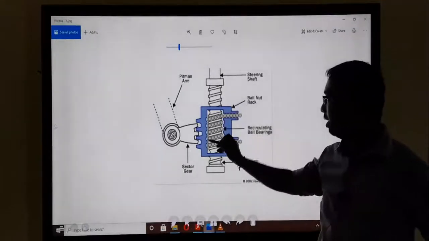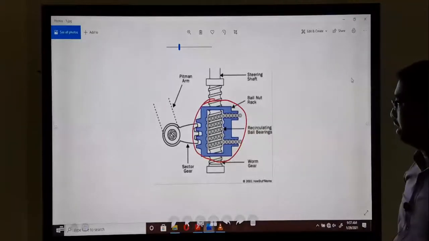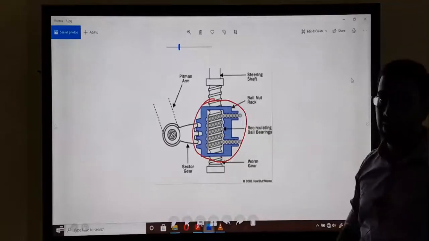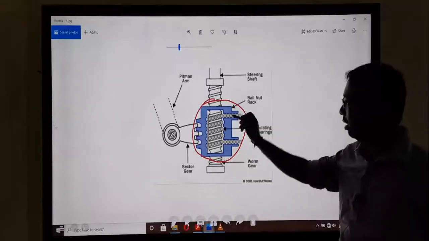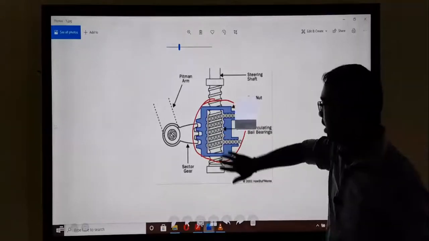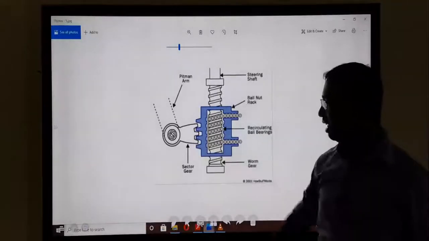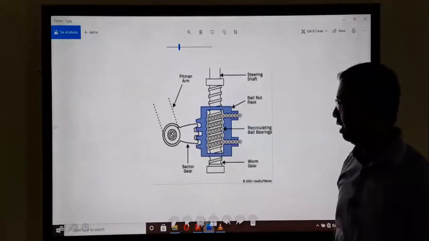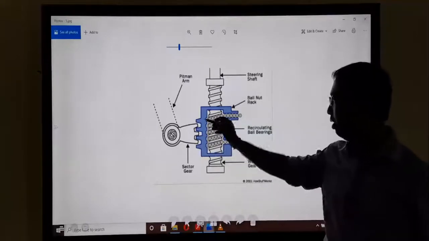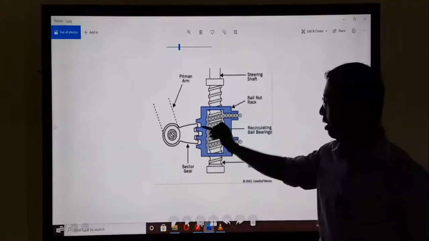And here this is the ball nut track. This is the part which has the ball nut track, and inside of that you can see recirculating ball bearings. This kind of balls fill the grooves. Here there is another part, the sector gear. This sector gear meshes with the ball nut track thread.